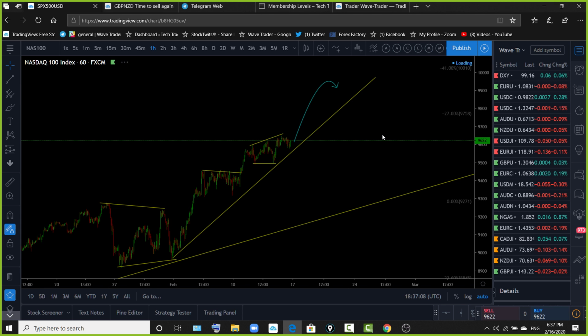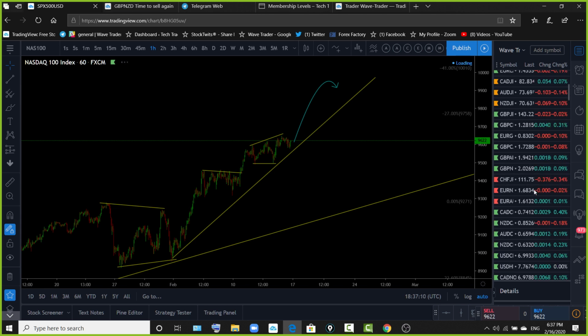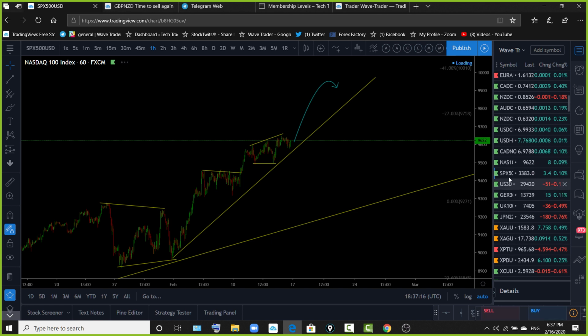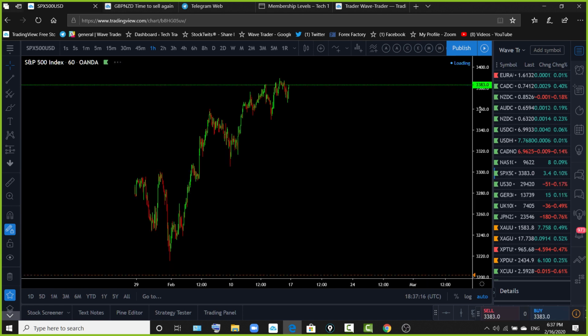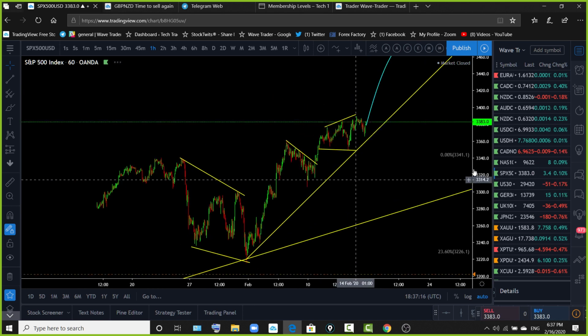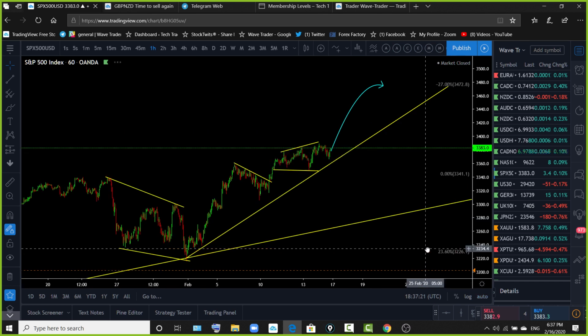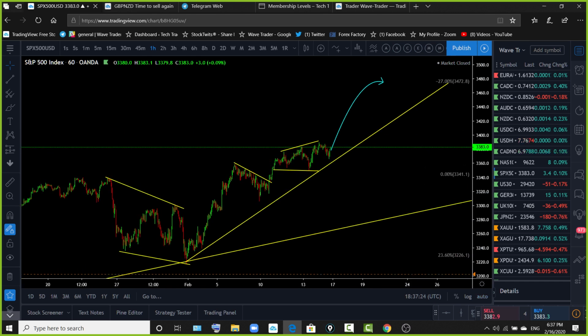S&P 500, same analysis. Correction is due. All right, so short-term buy, bigger correction is due. So once the bigger correction is going to happen, we'll see. Okay, so short-term continuation, more upside, continue to go higher.